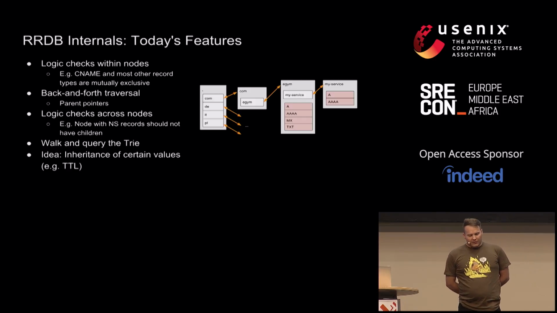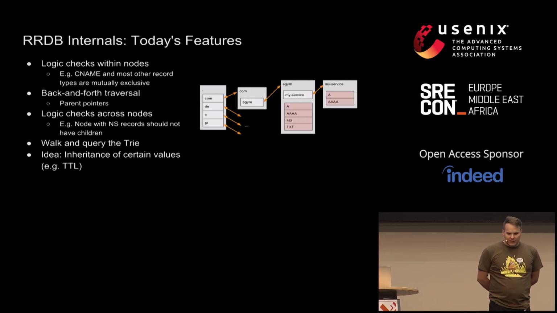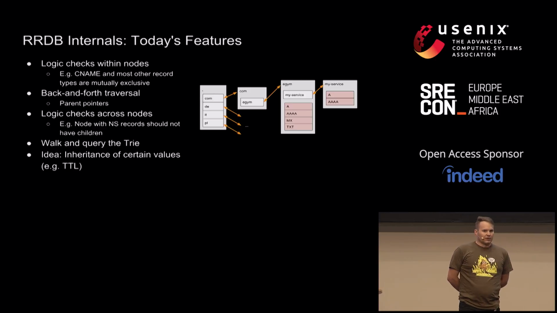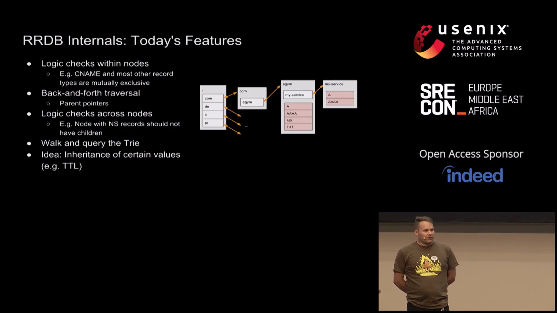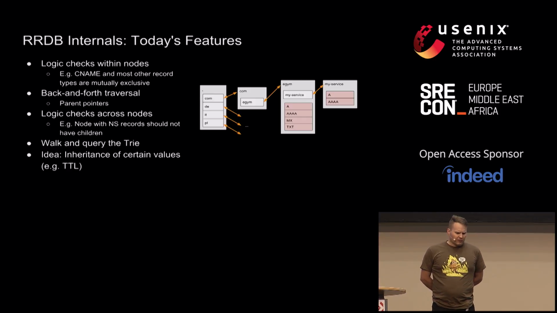At some point, we learned that it is nice to have back and forth pointers. So every node now also points to the parent node. And this allows us to have logic checks across nodes. So if a node has an NS record, which is a delegation of a subzone to another name server, then that node should not have any children, because those children will never be served from that DNS server. So the data structure that we have in memory, we can walk and query the Trie and run all kinds of checks. And I even have the idea of maybe using inheritance on propagating TTL values or something. Haven't decided about that yet.